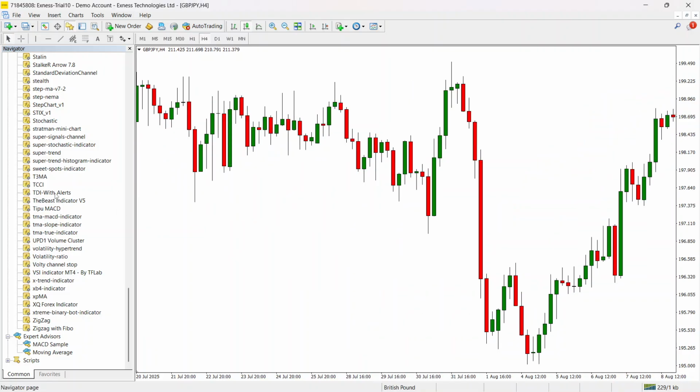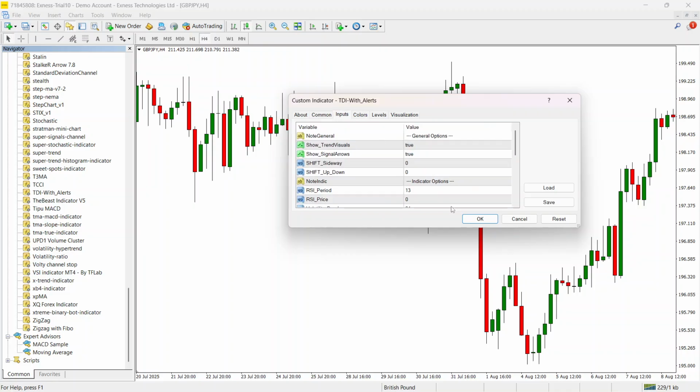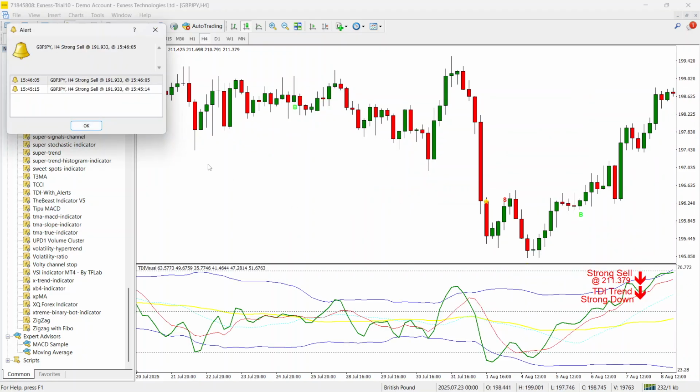At this point, I'll load the indicator on the chart so you can see how it looks in real time. As you can see, the alerts over here. Now let's move on to the indicator.